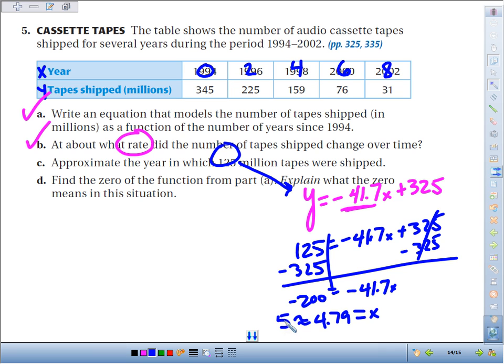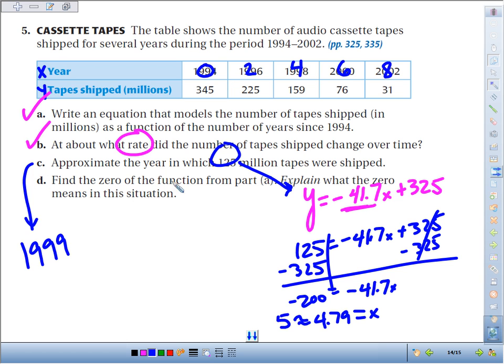It doesn't mean in the year 5 when the Romans and the Greeks were all around that they were shipping tapes. It means 5 years since 1994. So we'd say 5 years since 1994, that's about 1999. We'd estimate that in 1999, there were about 125 million tapes shipped.